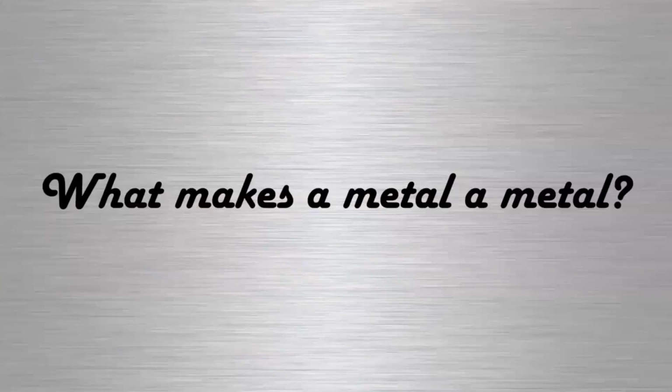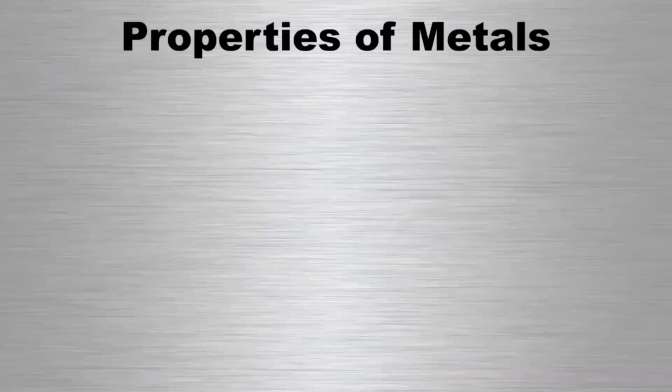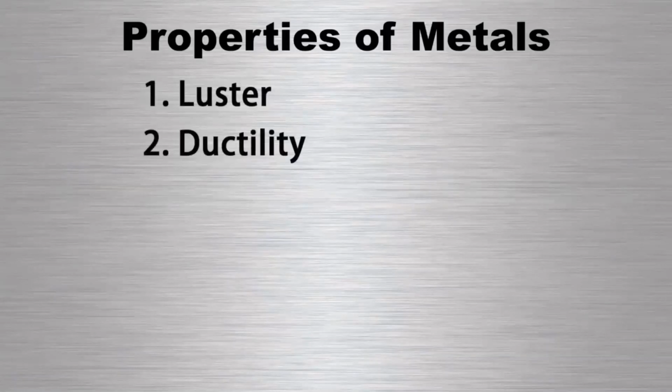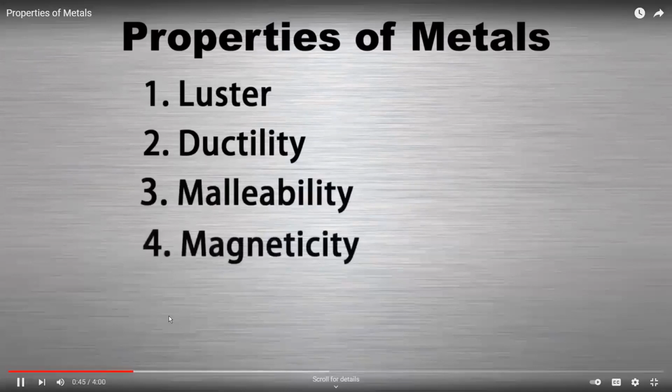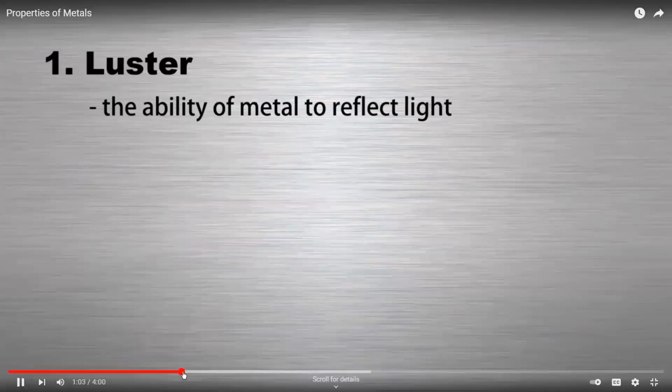What makes a metal a metal? Here are the properties of metals. Number 1, luster. Number 2, ductility. Number 3, malleability. Number 4, magneticity, the shiny appearance.